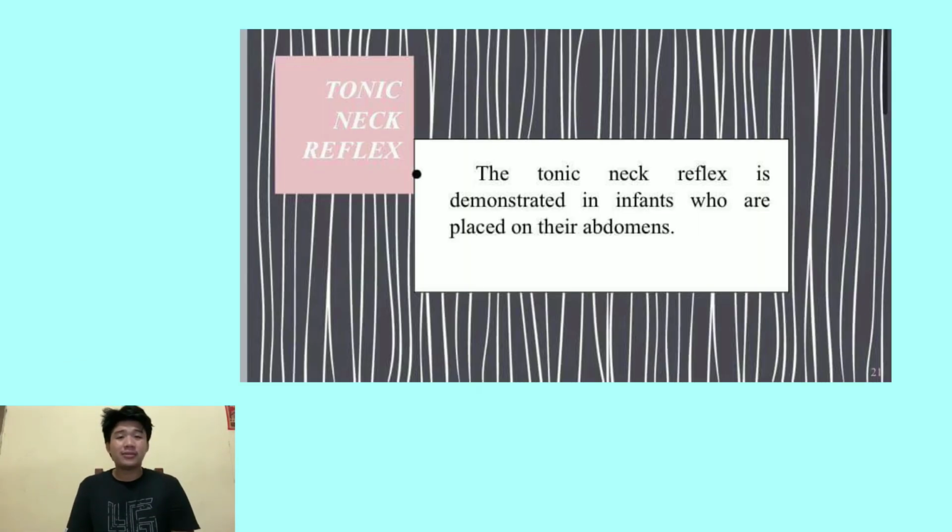So last is we have tonic neck reflex. So when the infant's head is turned to one side, his arm on that side will straighten, and the opposite arm or elbow folds towards the shin or neck. It is called as a fencing position.